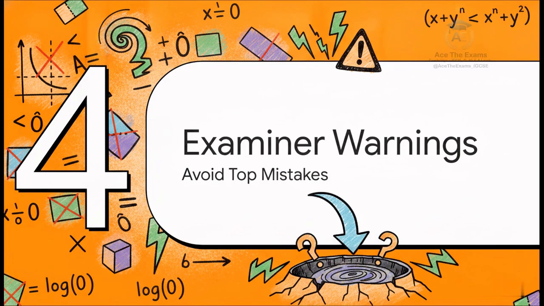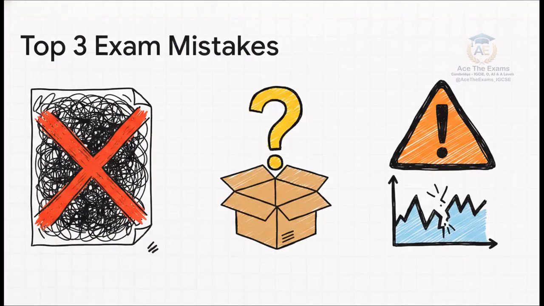Moving into our final phase, Section 4, Top Examiner Warnings. Straight from the principal examiner reports, here are the top 3 errors that consistently rob students of that A-star grade. I want you to imagine a 30-second speed writing challenge where you have to write one perfect paragraph. If you make these mistakes, you fail the challenge.